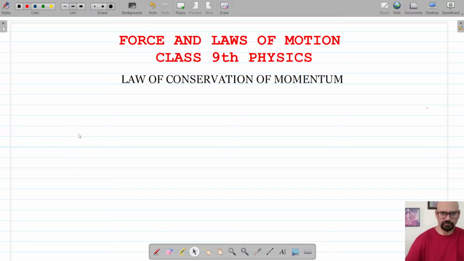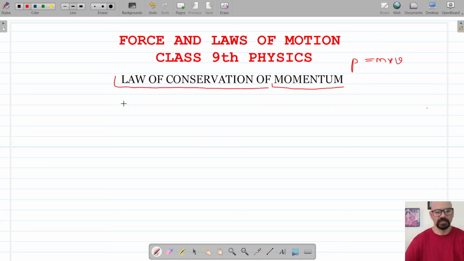What is the law of conservation of momentum? Before we do that, we know that momentum is the quantity of motion contained in a body, and it's denoted by P, and it's measured as the product of mass and velocity. The law of conservation of momentum says that when two or more bodies act upon each other, total momentum remains conserved. So that is the law of conservation of momentum.